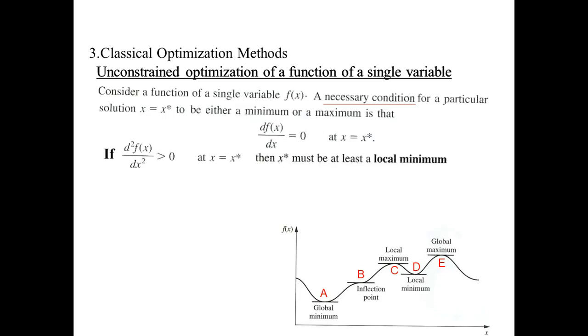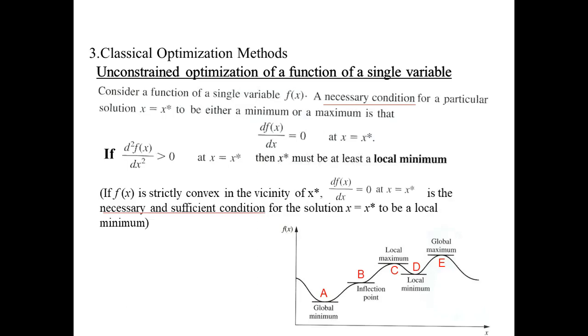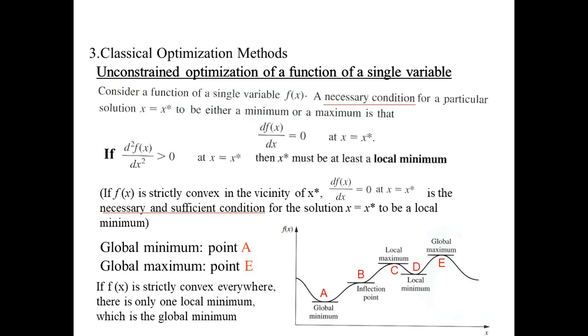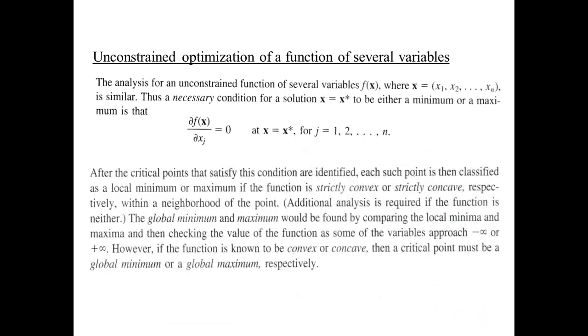If the second derivative is positive, then x is a local minimum. f of x is strictly convex in the vicinity of x star if the derivative is 0, and that's a necessary and sufficient condition for the point x star to be a local minimum, as I said before. So global minimum at A and global maximum at E. If the function is strictly convex everywhere, then there is only one local minimum and one local maximum.